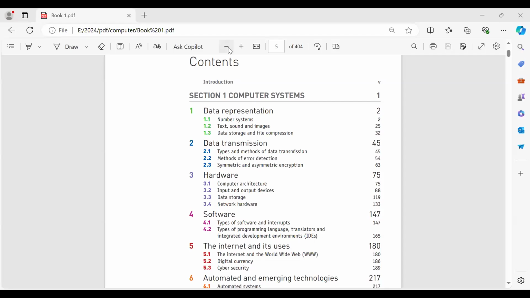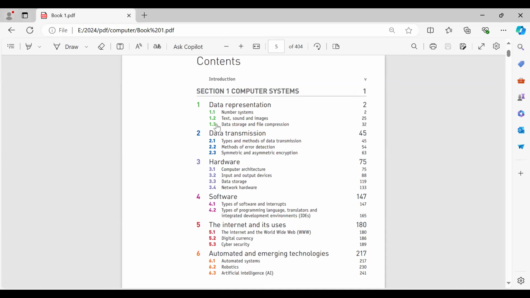So section one has six chapters. Is it visible? Okay. Yes. Data representation, data transmission, hardware, software, internet, and its use. Section one covers paper one.